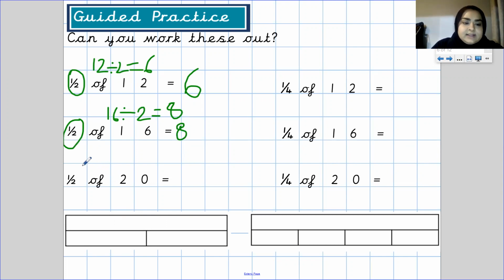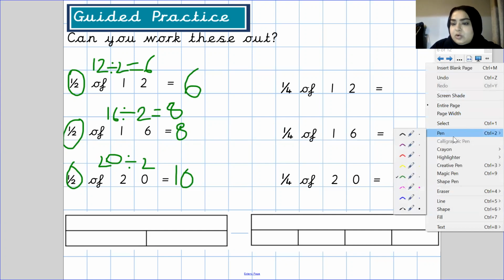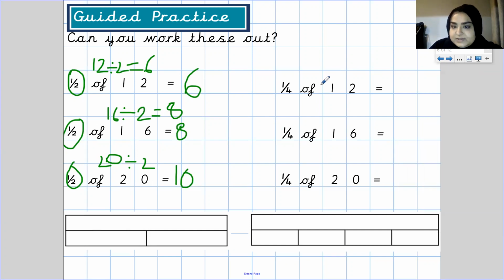Okay, then you've got 20, so half of 20, which means 20 in 2 groups, is 10. So 20 divided by 2 gives you 10. Okay, now we're going to do the quarters. So we know quarters means 4 groups. So now this will be 12 divided by 4 because it means 4 equal parts, 4 equal groups.